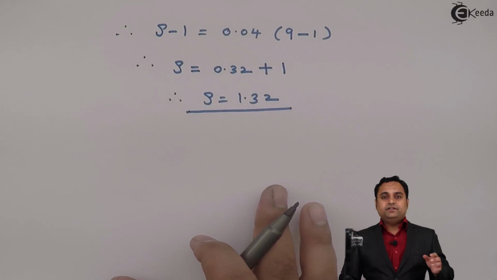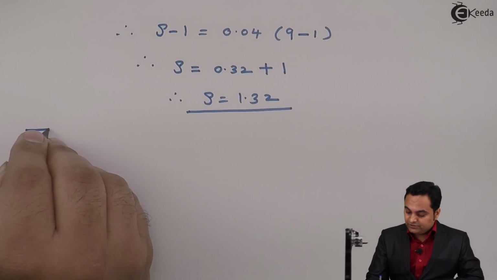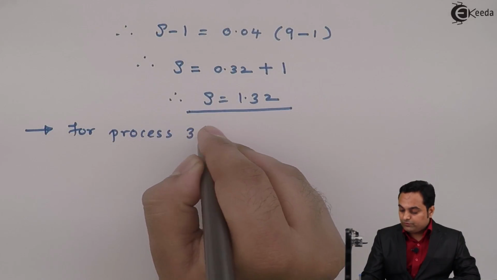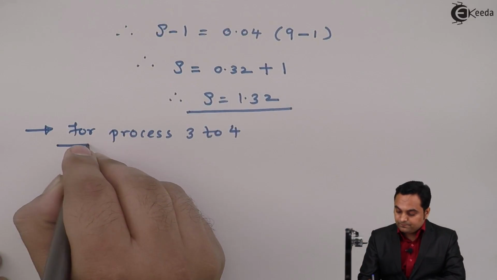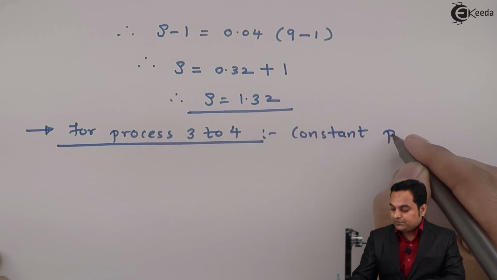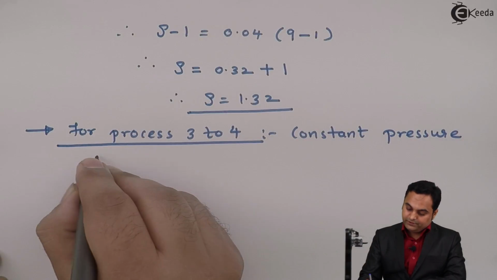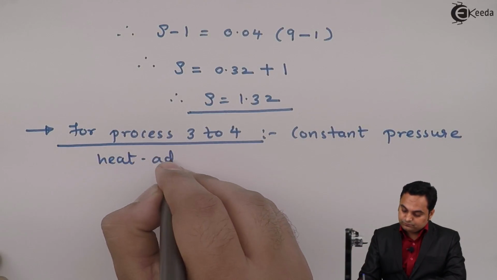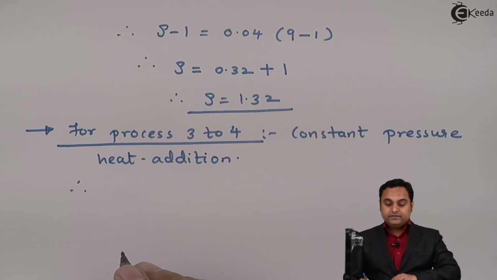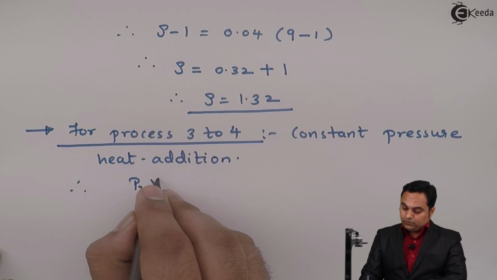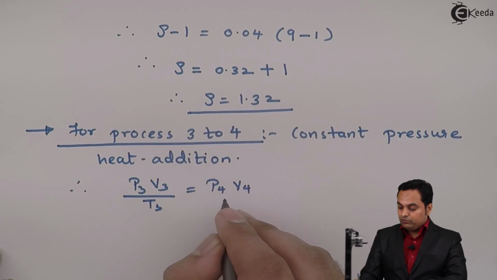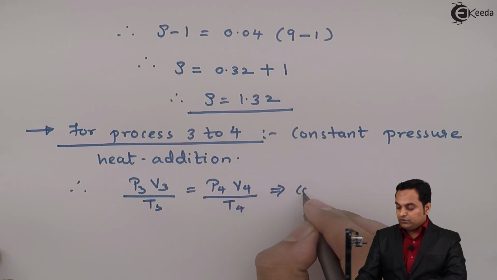Next, this was regarding the second process. Now I'll take the third process, that is process 3 to 4. It is constant pressure heat addition. So we can write it in this way: P3 V3 upon T3 is equal to P4 V4 upon T4, and that is equal to constant.